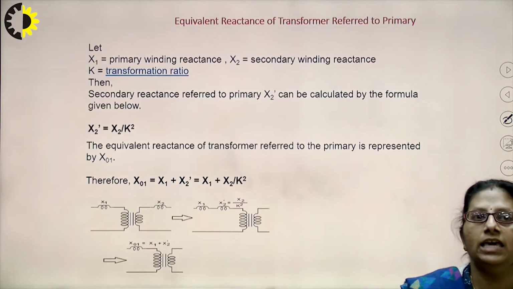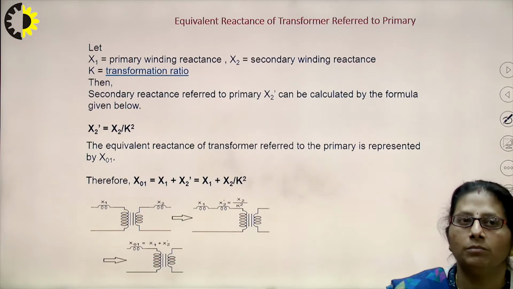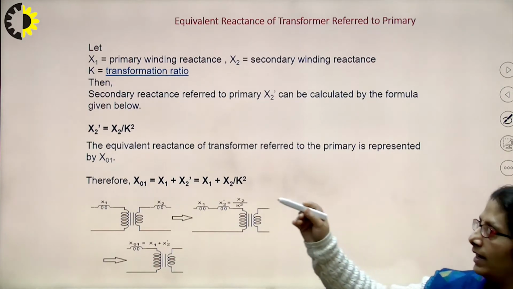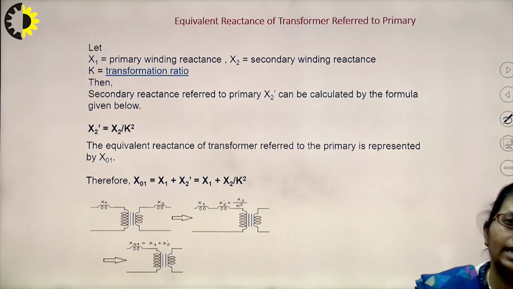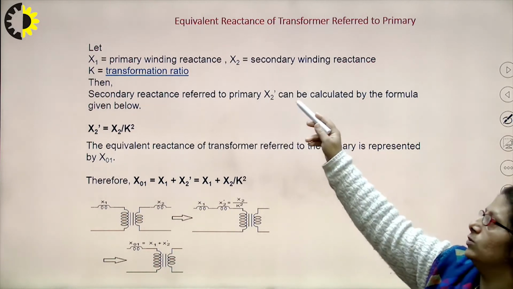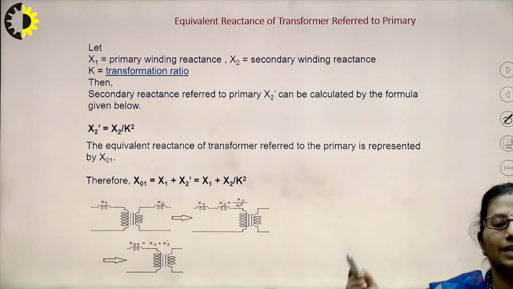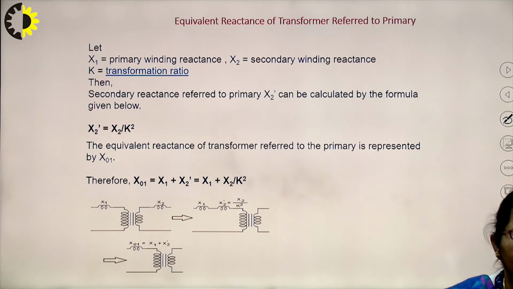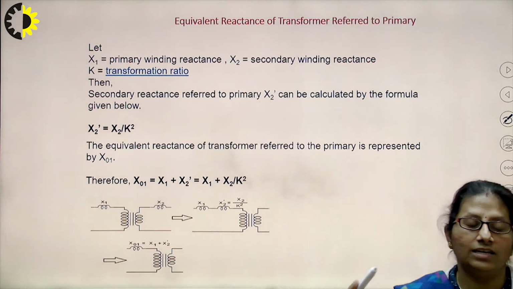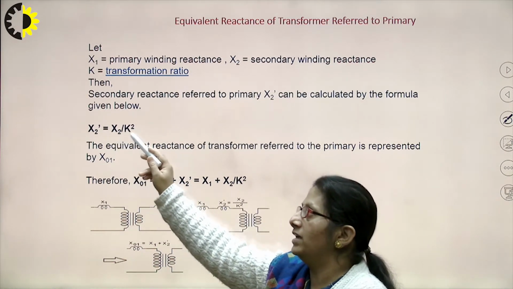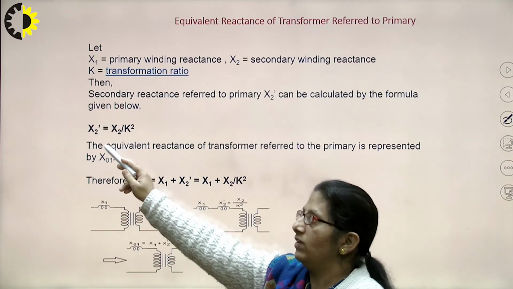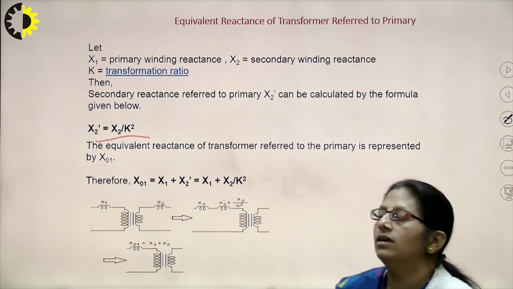So, let's see the equivalent reactance of the transformer referred to primary. If X1 is the primary winding leakage reactance, and similarly X2 is the secondary winding leakage reactance, with K as the transformation ratio, then the secondary leakage reactance referred to the primary, X2 dash, can be calculated by the formula. Once again, as in the case of resistance, where R2 dash was given by R2 by K square, similarly here X2 dash is equal to X2 by K square.